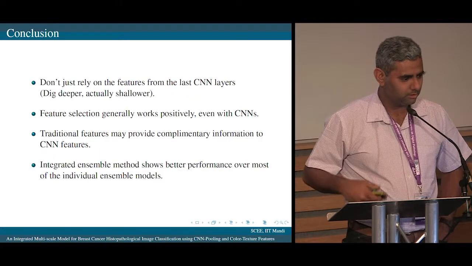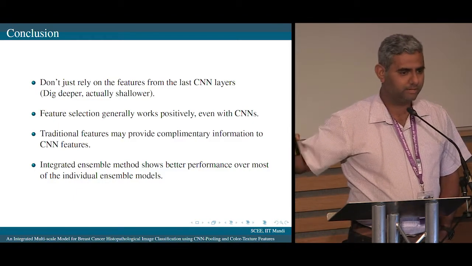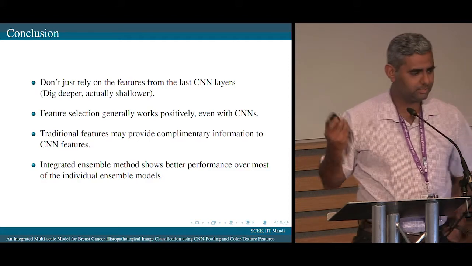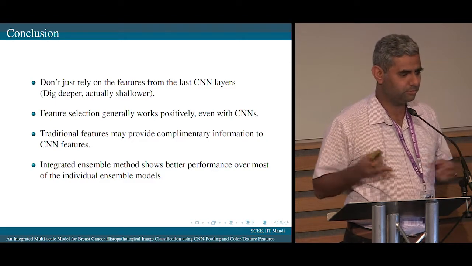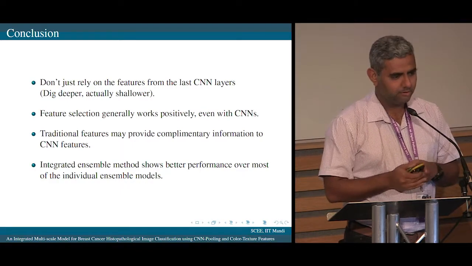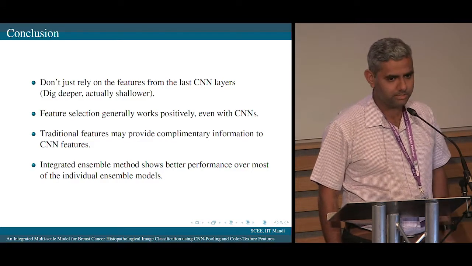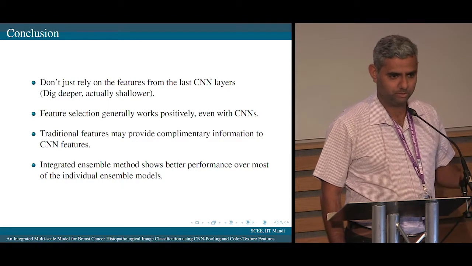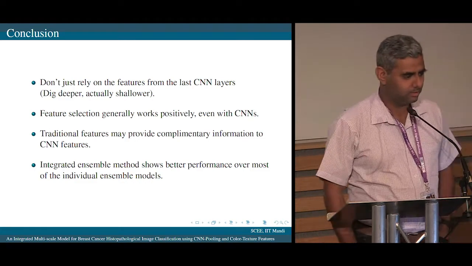So the takeaway is that because we are dealing with features at different layers of the networks and also some traditional features, we shouldn't just rely on the features from the last CNN layers, which is typically done in a standard CNN approach. You take the features from the last CNN layers and feed them into the classifier. We've actually seen this across different studies on cytology as well. We've done some work on pap smear cytology and HEp-2 cell classification, and we've come up with similar conclusions.